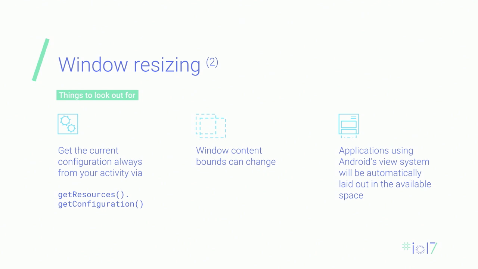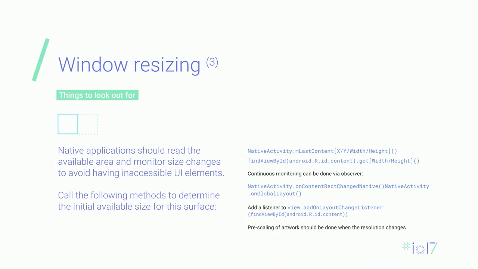If you're using the layout system, everything will be done automatically. Otherwise, you have to take care of it yourself. You can do that via OpenGL, which is then resizing pretty nicely. If you have a native application, you should get the start size, looking at the last content X, Y, width, and height. You could also use your content, and you should definitely listen to all the changes coming down the pipe via the listeners. So definitely look at any kind of changes which can happen to the layout and or your window size.